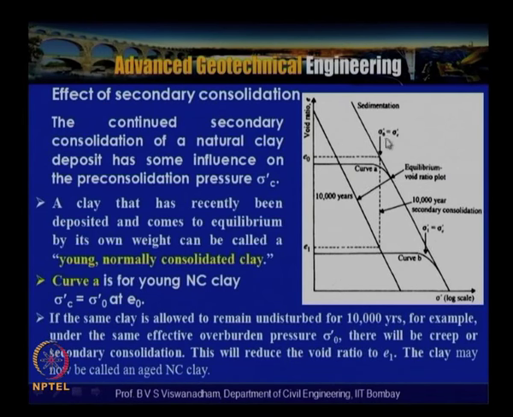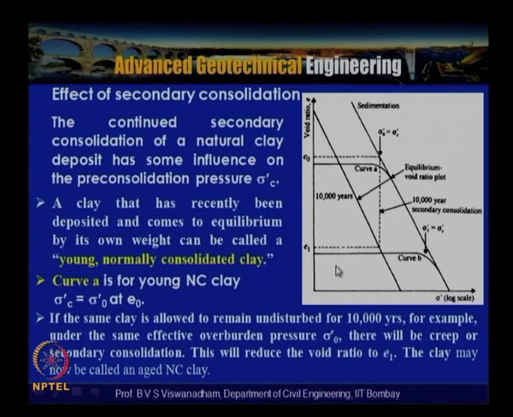under the same effective overburden pressure sigma naught dash, there will be creep or secondary consolidation. This will reduce the void ratio from e naught to e1. Because of the creep effect, the void ratio reduces from e naught to e1. Here you can see the constant effective stress sigma naught dash, no change actually happened, assume for the 10,000 years, the void ratio changes to e1.